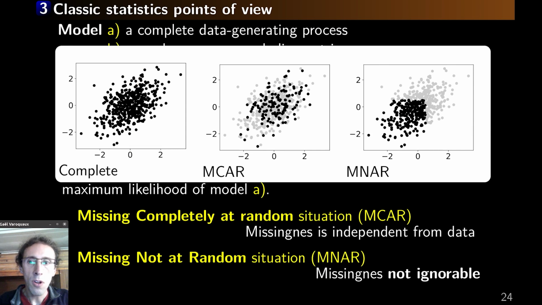Here are a few observations. I'm showing the complete data, the missing completely at random. You've seen that we are randomly losing data points, but there's no structure in this. And the missing not at random. Here we see censoring: above a certain threshold, we start to lose information. And we can see why this distorts the data.